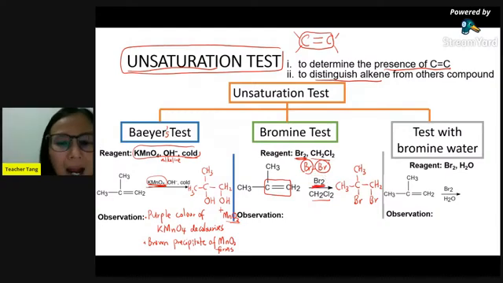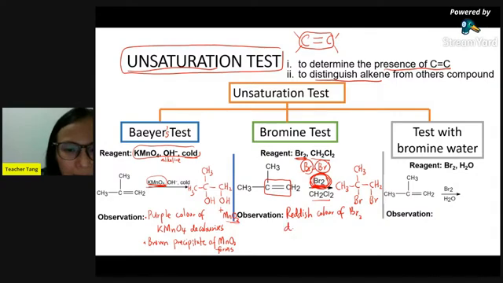Br2 is reddish brown in color. After Br2 breaks and is added into the carbon-carbon double bond, it is no longer Br2. Therefore, Br2 is reddish brown in color, but here it is no longer Br2. So what you will observe is that the reddish brown color of bromine, Br2, decolorizes.